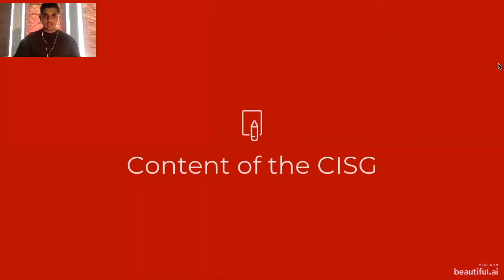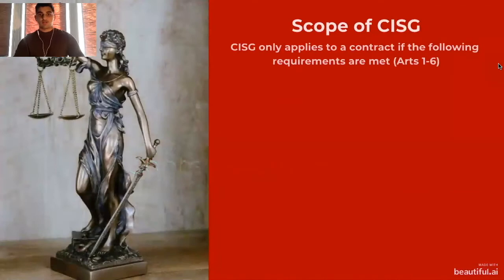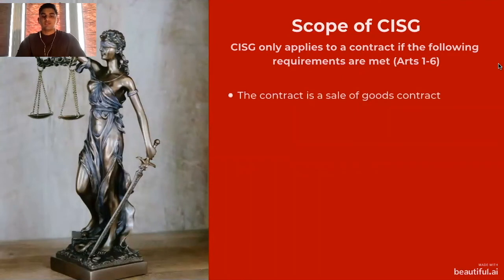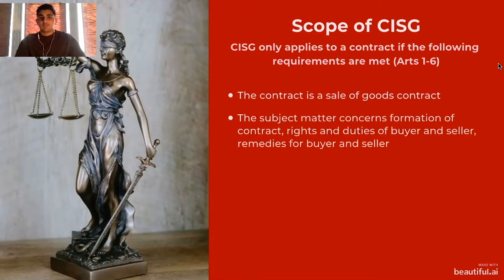If we look at the content and what the CISG actually entails in terms of contract law, we're going to be looking at some of the basics of contract law in general. So, scope: the CISG only applies to contracts if the following requirements are met. The contract has to be a sale of goods contract. If it's a sale of services, it doesn't apply. The subject matter can only concern formation of contracts. That's a very specific area which we'll look at.